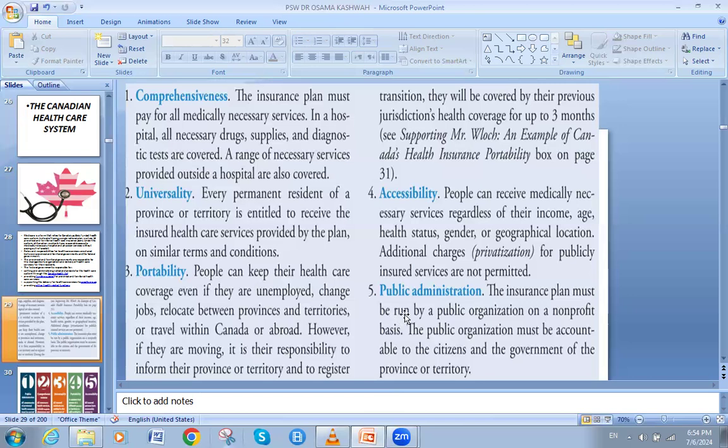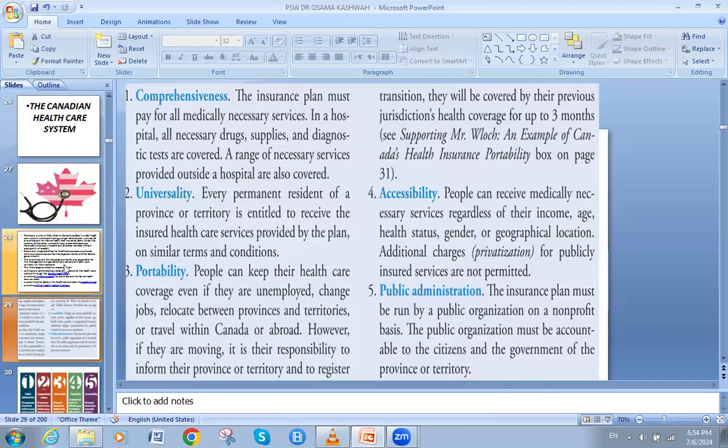The insurance plan must be run by a public organization on a non-profit basis. So it must be publicly organized, and non-profit organizations are the ones doing this. It is not a for-profit organization, because healthcare should not be profiteering work. This is not a private school, private college, or private hospital. This is government work, and the government is responsible for affording healthcare services to everyone who is in need of it. It must be accountable to the citizens and the governments of the provinces or territories as well.